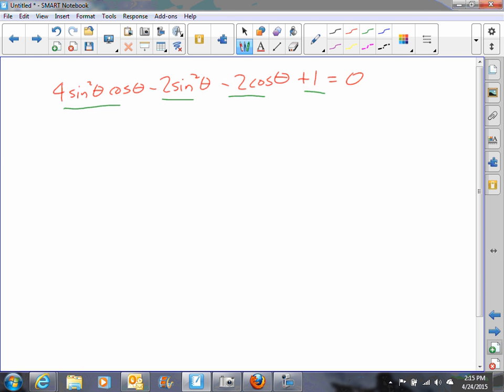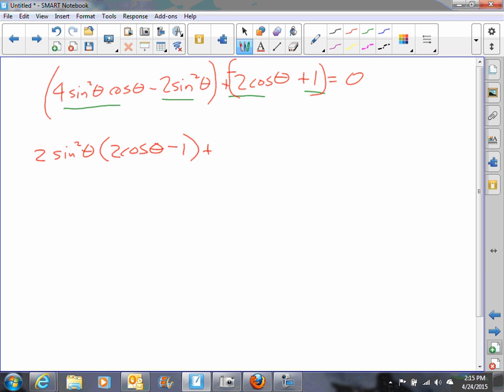And if we want to group, say, the first 2 and the last 2, then we've got to make this a plus sign here and put a negative sign on the 2 cosine theta. Now let's group these 2 and these 2 and see what happens. In the first group, you should be able to see that there's a 2 sine squared theta that's common to both terms. And we're left with 2 cosine theta minus 1.